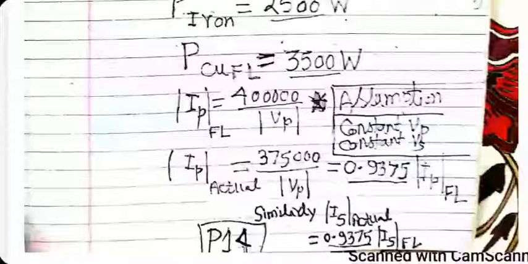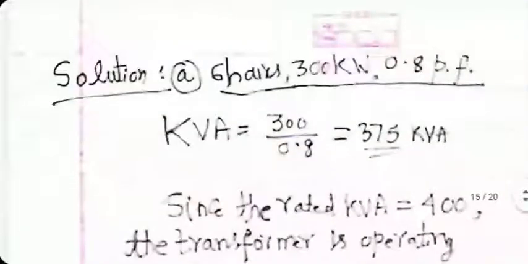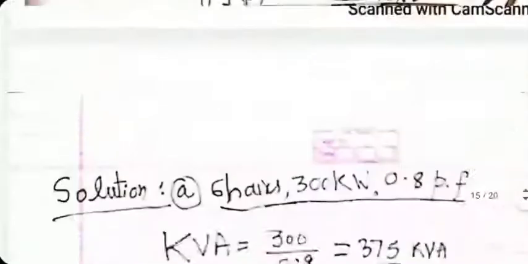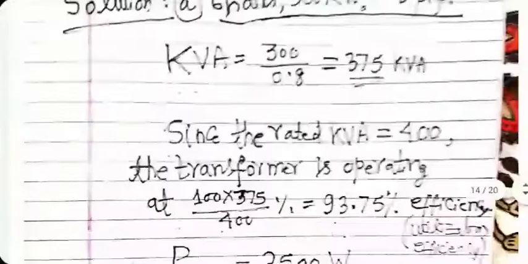The actual value of currents in primary and secondary would be 0.9375 of the recommended value. You don't need to know the actual value. So using that fact, I think there is a bit of repetition here. Sorry about that. Okay, same page is repeated.